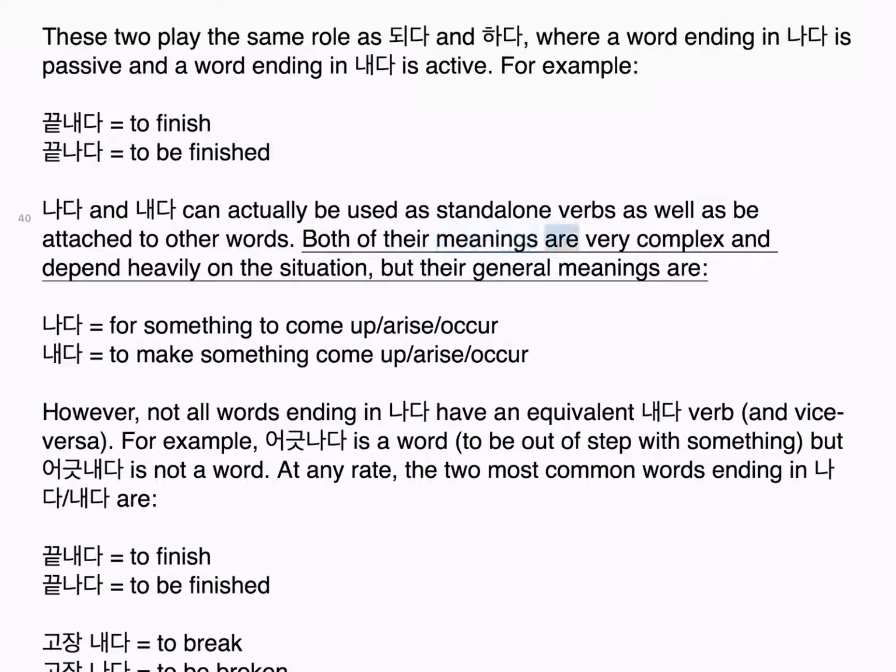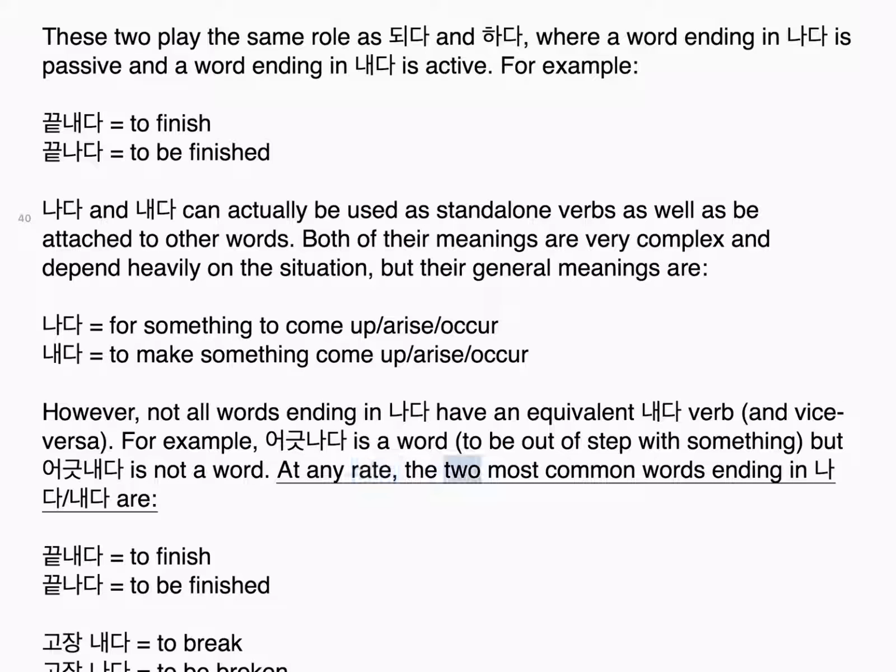Both of their meanings are very complex and depend heavily on the situation, but their general meanings are: 나다, for something to come up, arise, occur. 내다, to make something come up, arise, occur. However, not all words ending in 나다 have an equivalent 내다 verb, and vice versa. For example, 어긋나다 is a word meaning to be out of step with something, but 어긋내다 is not a word.